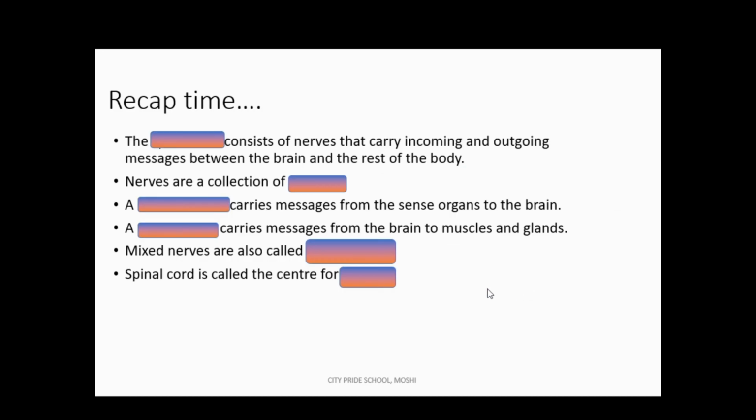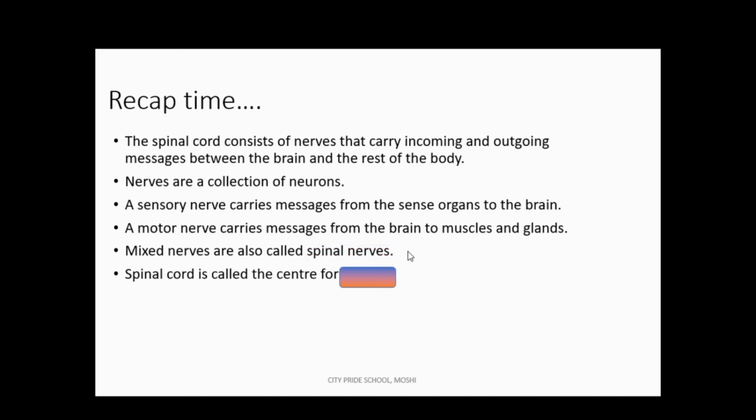Now it's recap time. Which part consists of nerves that carry incoming and outgoing messages between the brain and the rest of the body? The spinal cord. Nerves are a collection of neurons. A nerve which carries messages from the sense organs to the brain is called a sensory nerve. A nerve which carries messages from the brain to muscles and glands is called a motor nerve. Mixed nerves are also called spinal nerves. The spinal cord is also called the center for reflexes.